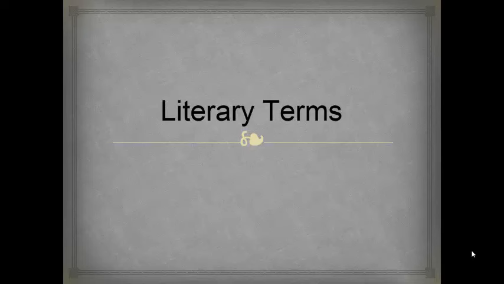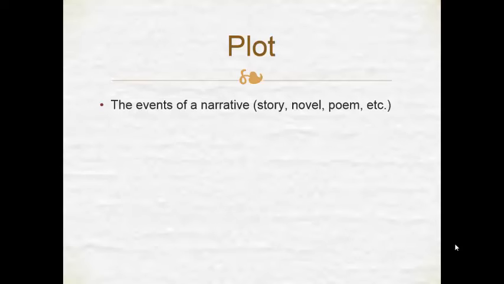This lesson is about literary terms. First, let's start with plot, or the events of a narrative. A narrative can be a story, a novel, or a poem, or any other type of story-like writing.